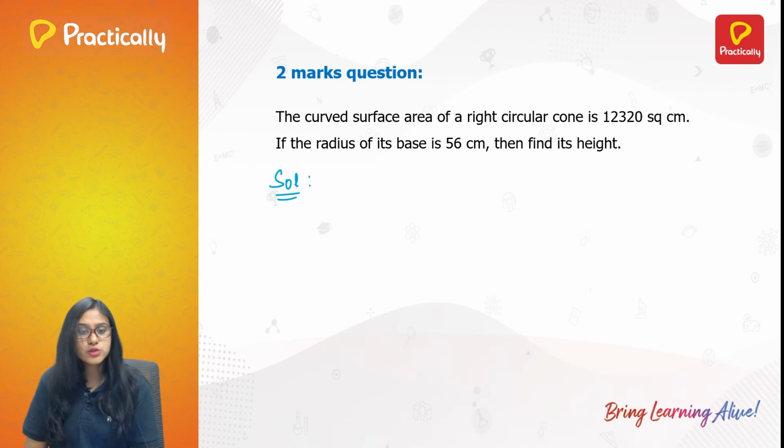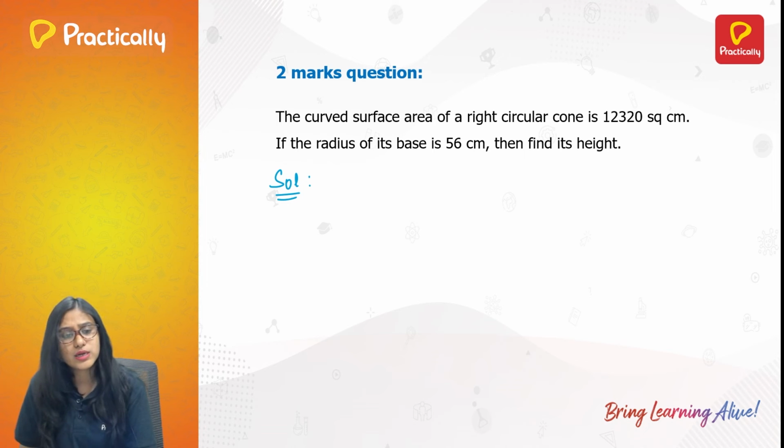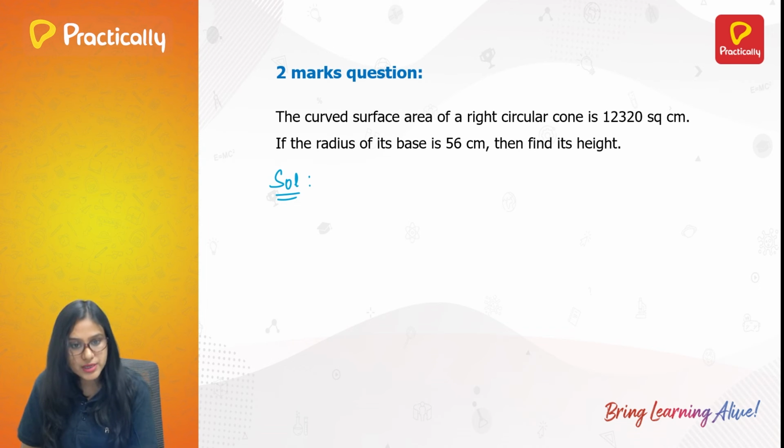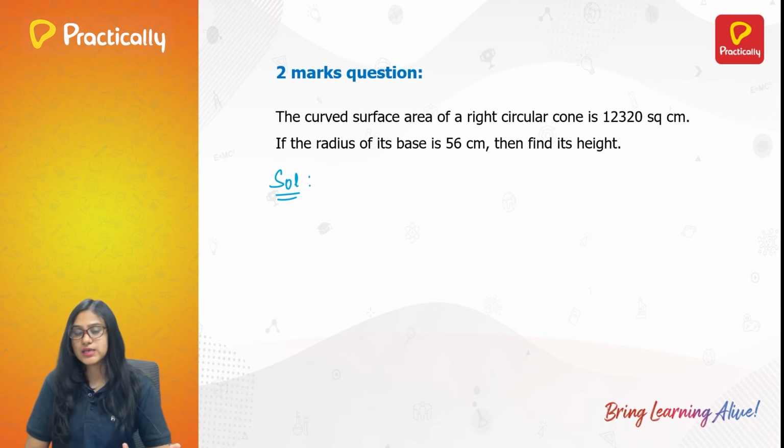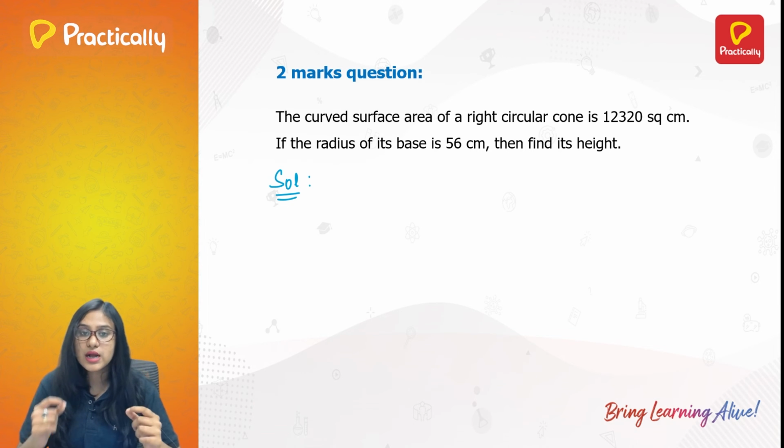Okay. So, how to attempt a 2 marks question. What's the question here? The curved surface area of a right circular cone is 12,320 square centimeters. If the radius of its base is 56 centimeters, then find its height. So again, it's a surface area and volume question.